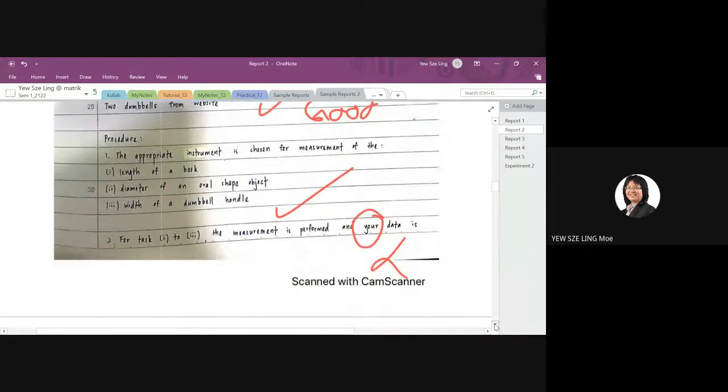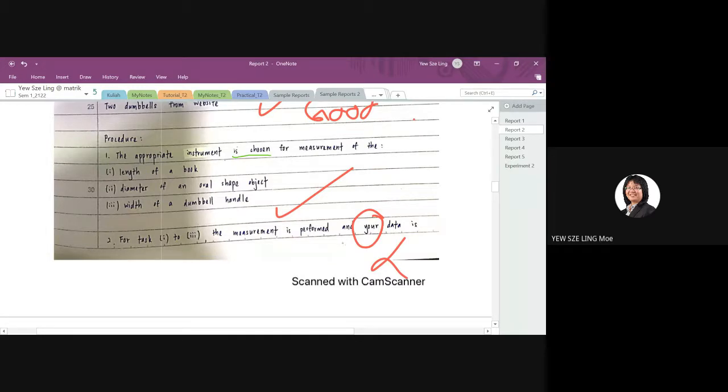All right, now the procedure. This one is also very good because she knows how to change it into present simple tense. So, the appropriate instrument is chosen, not was, not has been, not have been, not had been, is chosen for measurements of the length of the books, diameters of the oval shaped object, and the width of the dumbbell handle. So here she only made a careless mistake.